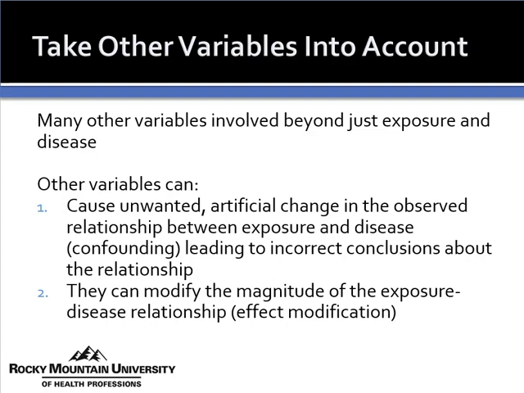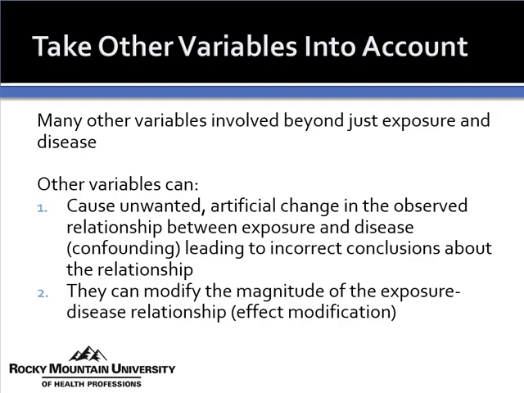Now, it's important that you take other variables into account because many other variables are involved beyond just the exposure and the disease. Other variables can cause unwanted artificial change in the observed relationship between exposure and disease. This is confounding, leading to incorrect conclusions about the relationship. I think I talked previously about if you were doing a study and you were thinking that coffee drinking led to lung cancer. But if you didn't take into account that maybe people, when they were drinking coffee, also enjoyed cigarette smoking, you would have missed that relationship.